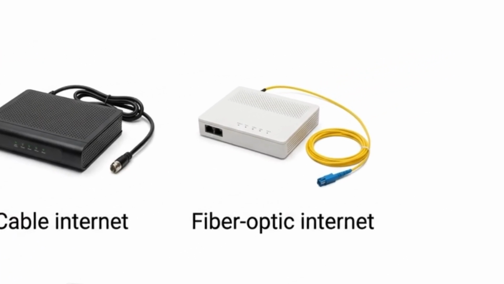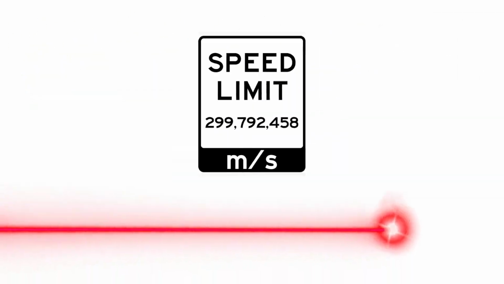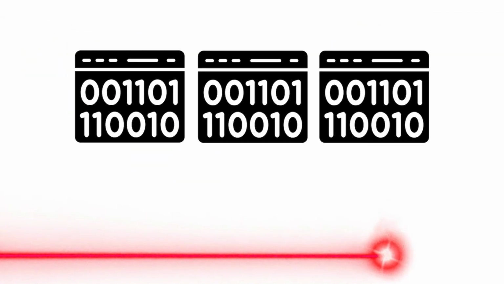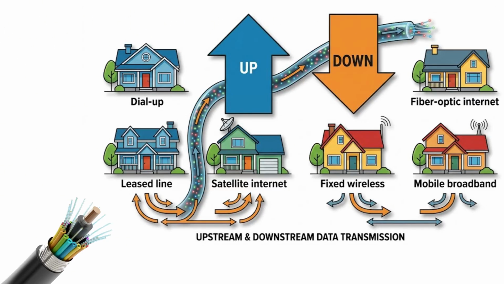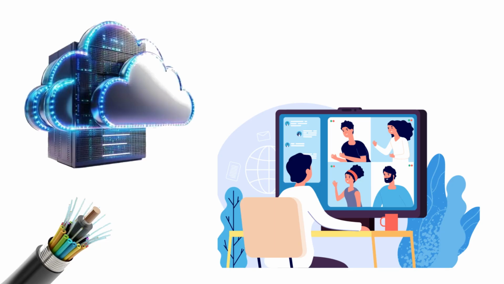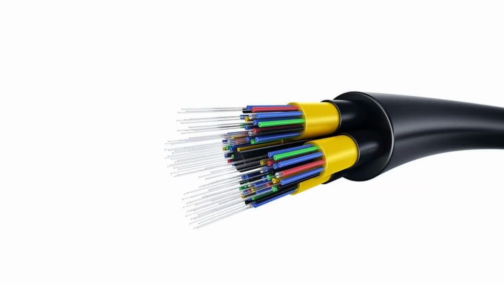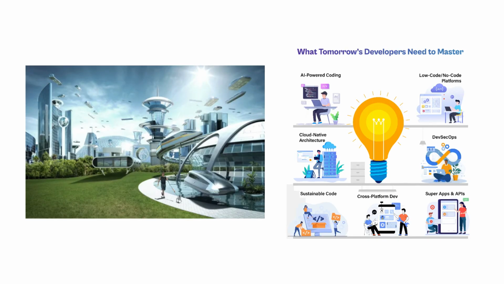Fiber optic internet. This is the gold standard, using pulses of light through thin glass strands instead of electrical signals through copper. Light travels incredibly fast and carries immense data, which is why fiber offers symmetrical speeds where uploads match downloads. This makes a huge difference for video conferencing, cloud computing, and sharing large files. It's also more reliable and less susceptible to interference than copper cables. The main drawback is the expensive infrastructure, so it's mostly found in cities and newer developments.